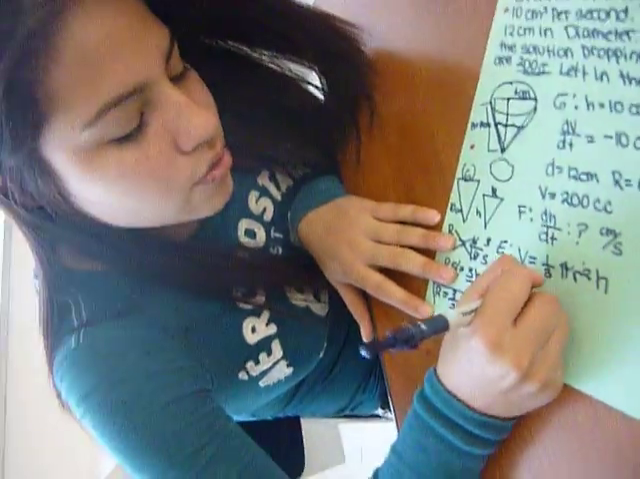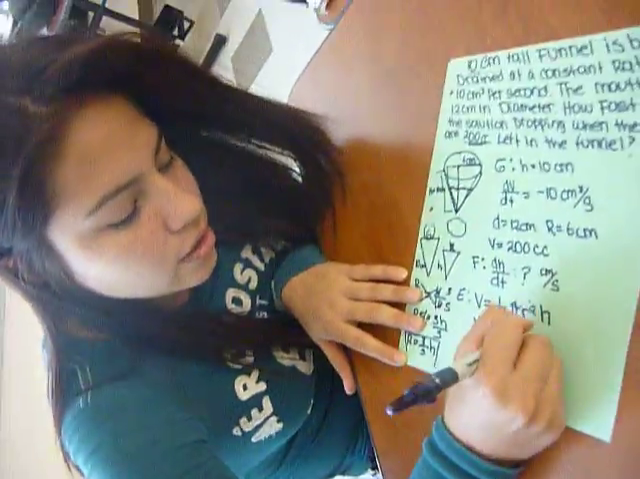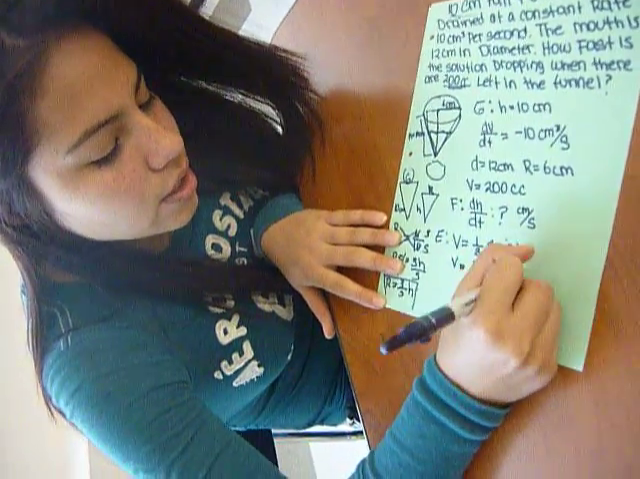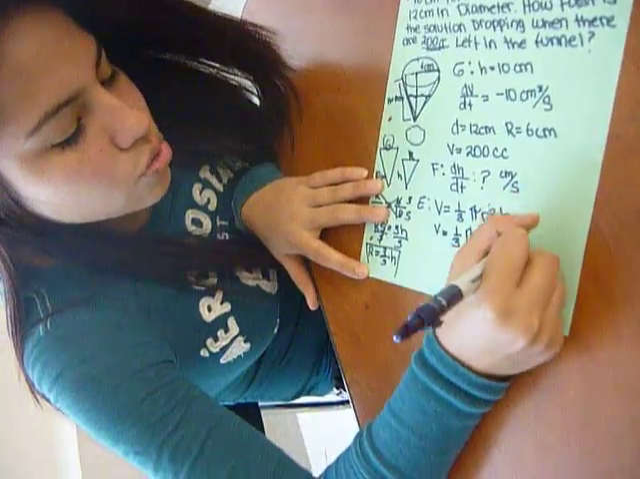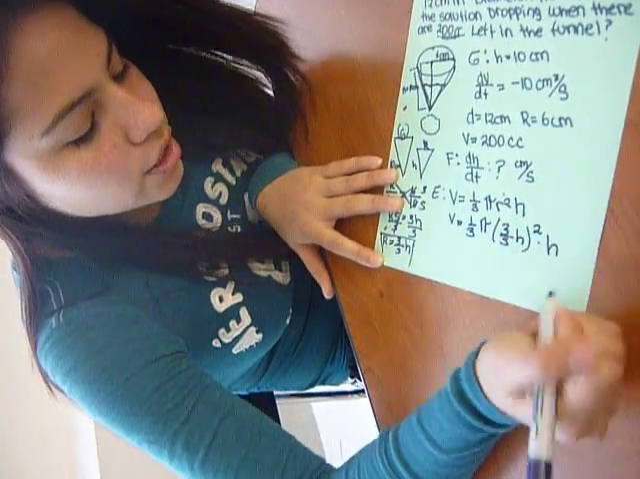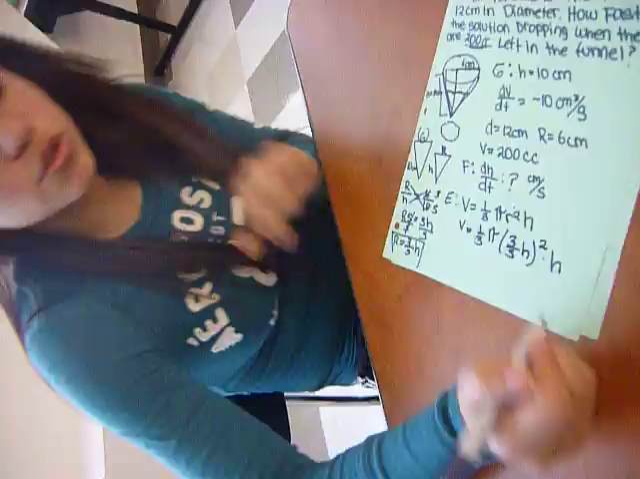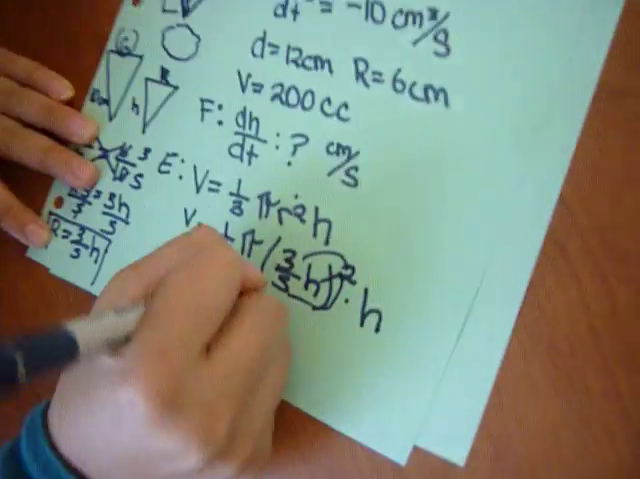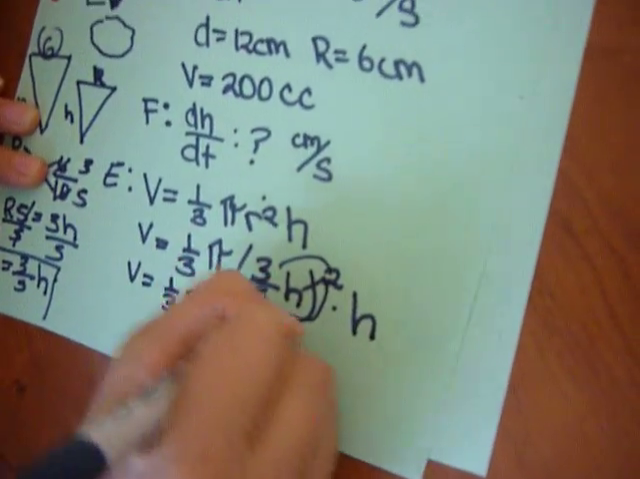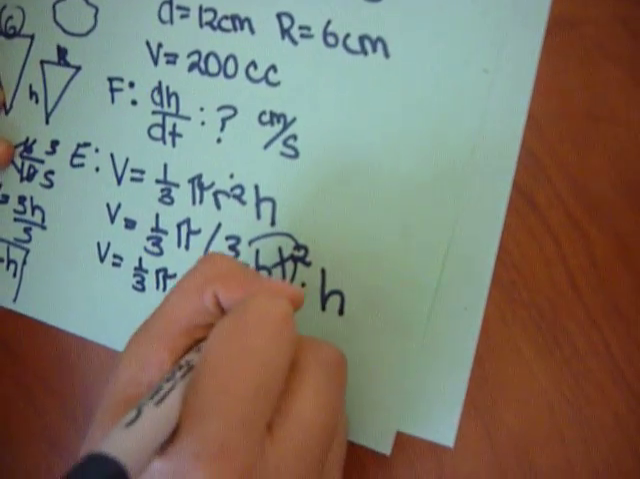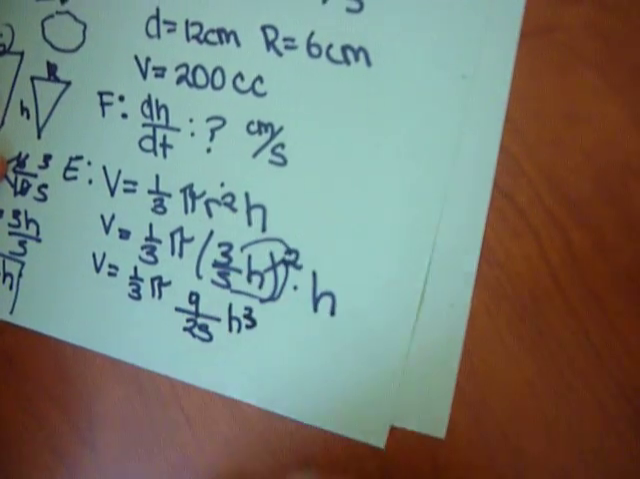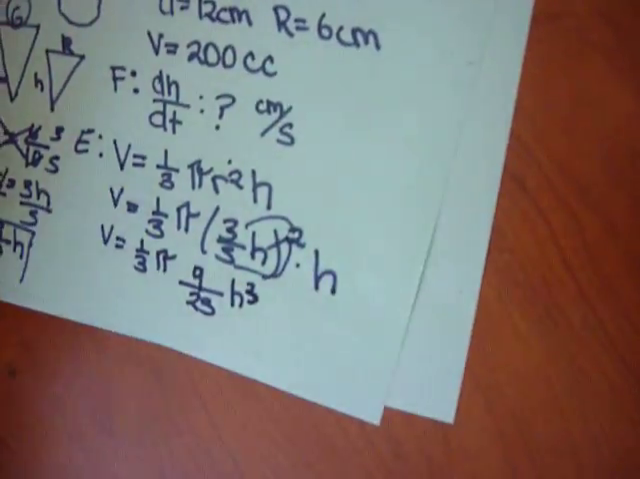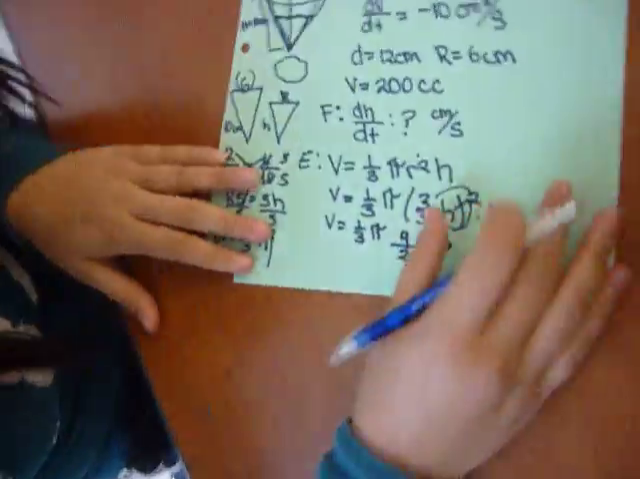So V equals 1/3 pi times 3/5 H, squared, everything squared, times another H. So now when we square this, we distribute the square here, here, and here. And now we have V equals 1/3 pi times 9/25 H squared times another H, which is H to the 3rd. So now that we have H to the 3rd, we can move on to figuring stuff out.